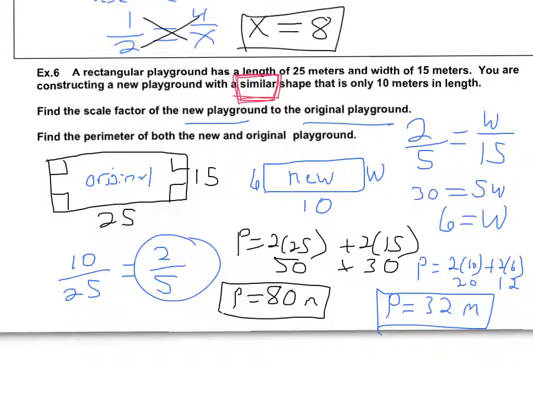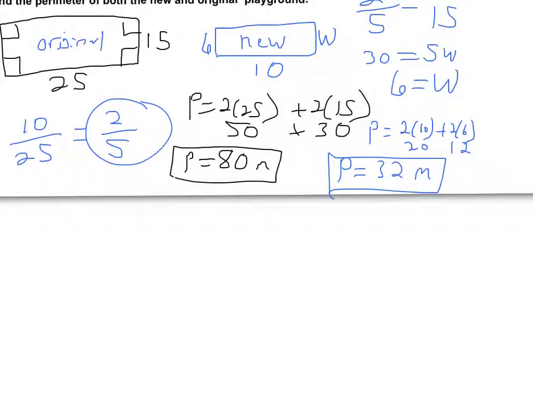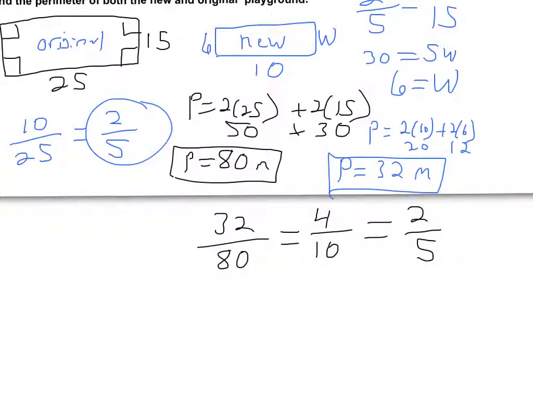I wonder, what's the relationship between these two perimeters? What if I do 32 over 80? What does that equal if I simplify that? Let's see here. What can they both divide by? They can both divide by 8. We'd get 4 and 10. And then those can both split in half. Hey, look at that. The scale factor of their perimeters is the same as the scale factor of one side to the other. That's something that could come in handy, useful to know.